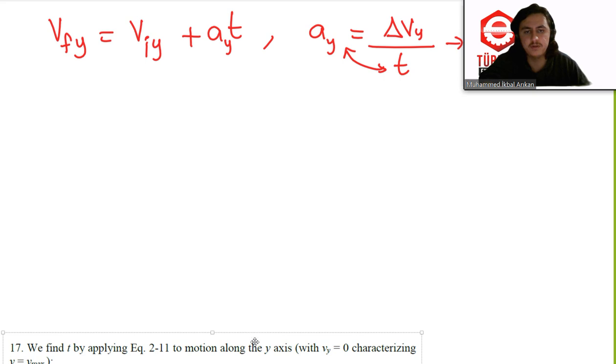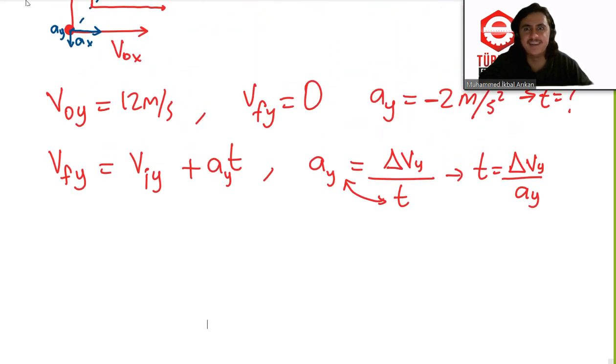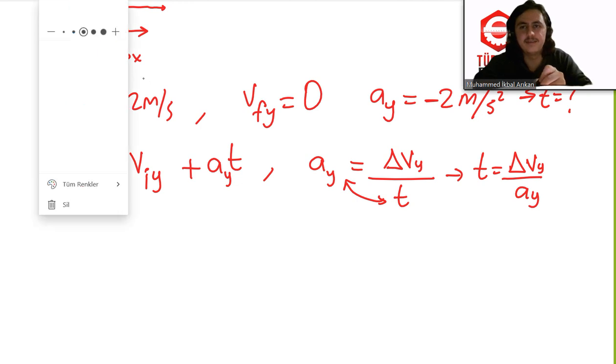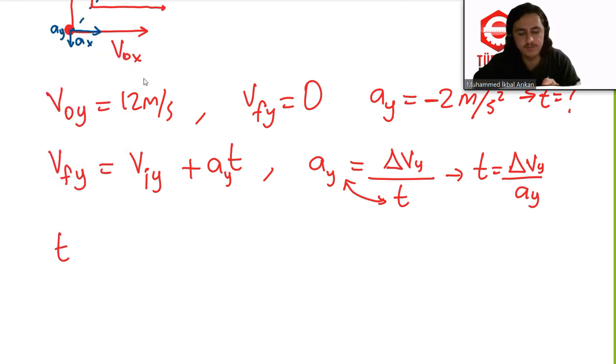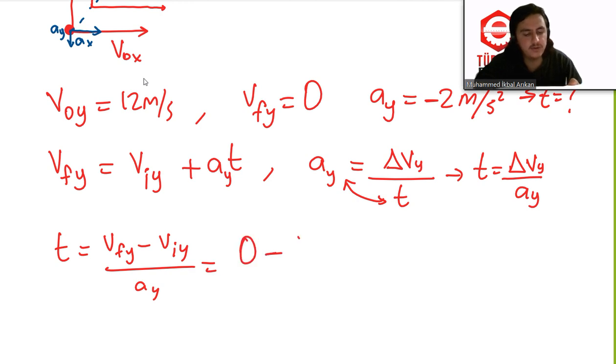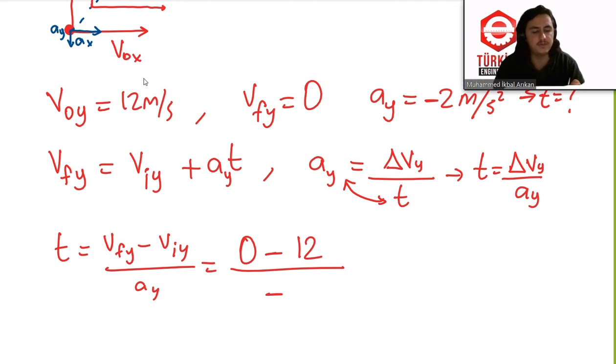Let's move this one. This is the answer key. So time will be equal to velocity change. What about velocity change? It is v final y minus v initial y, divided by ay. Our final velocity in y is 0 and initial is 12, divided by, you must put the signs here. So ay is not positive, it's negative. So negative divided by negative will give positive.